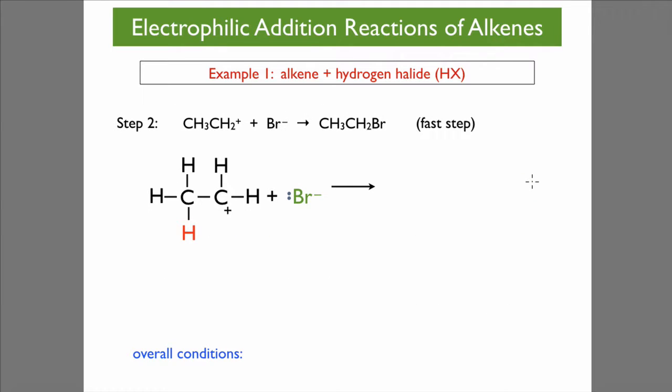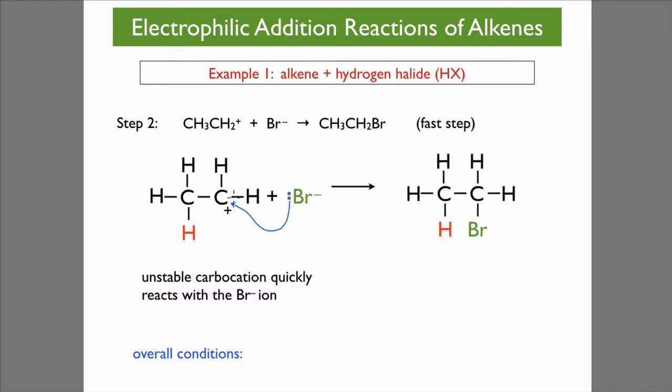Then we have the fast step. We've got this positive center here, and the lone pair of the bromide ion moves towards this, and a new bond is formed. So the unstable carbocation quickly reacts with the bromide ion, forming bromoethane. The final addition product is a saturated halogenated alkane.